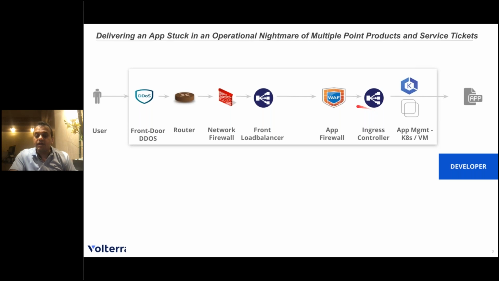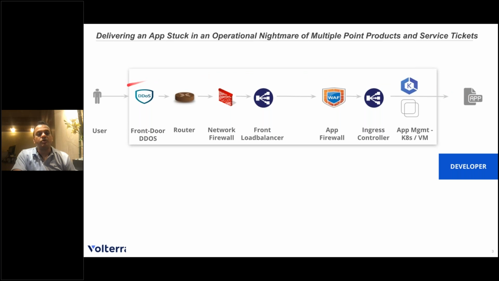Once you have that, since your app and API are exposed from outside your cluster, you now need a web application firewall to protect your app and your cluster, right? Now this is all in your domain. This now has to be advertised publicly. So you need to deploy a load balancer, a network firewall, a router, and DDoS protection in order to deliver the app that you deployed over here.